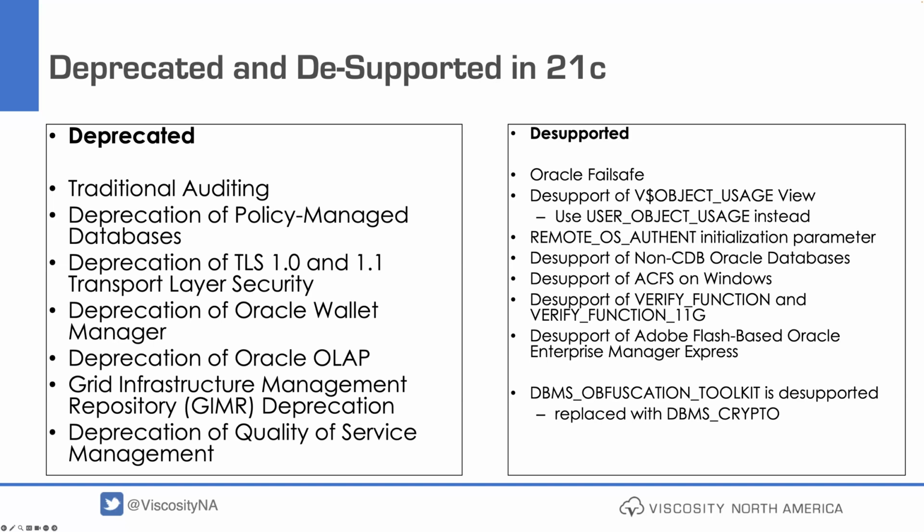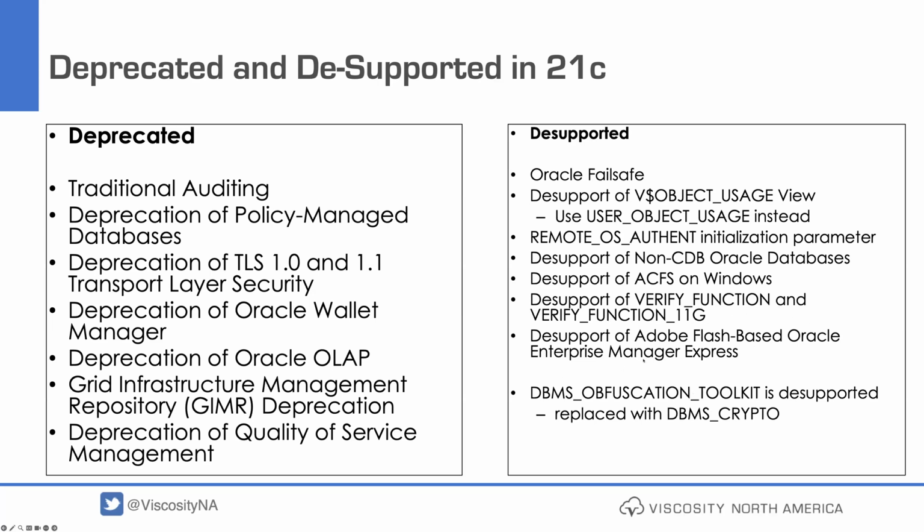Deprecation of the wallet management, OLAP, GIMR, what we call Grid Infrastructure Management Repository. It was actually a requirement in 12.1, and now it's deprecated. They also deprecated QoS management. And what became desupported was Oracle Fail Safe on Windows, and $V object usage. Now they're telling you to use user object usage instead. Remote OS authentication is desupported. Obviously the non-CDB databases, ACFS on Windows, and the verify function is now upgraded to the latest version.